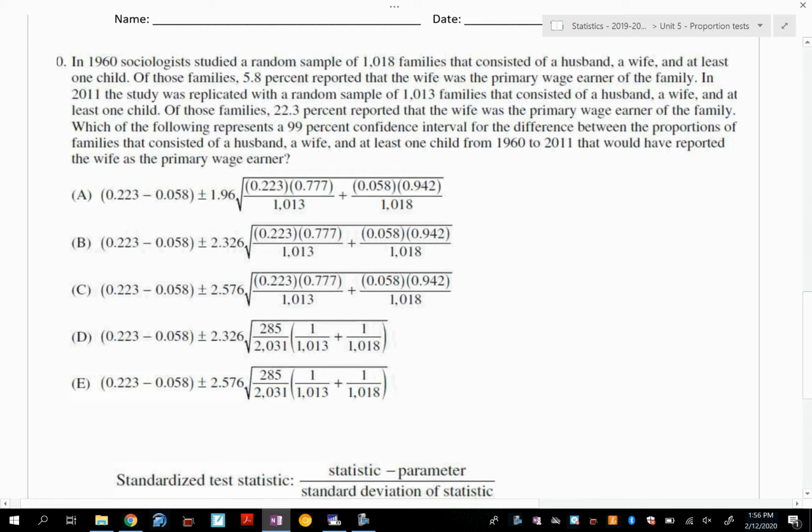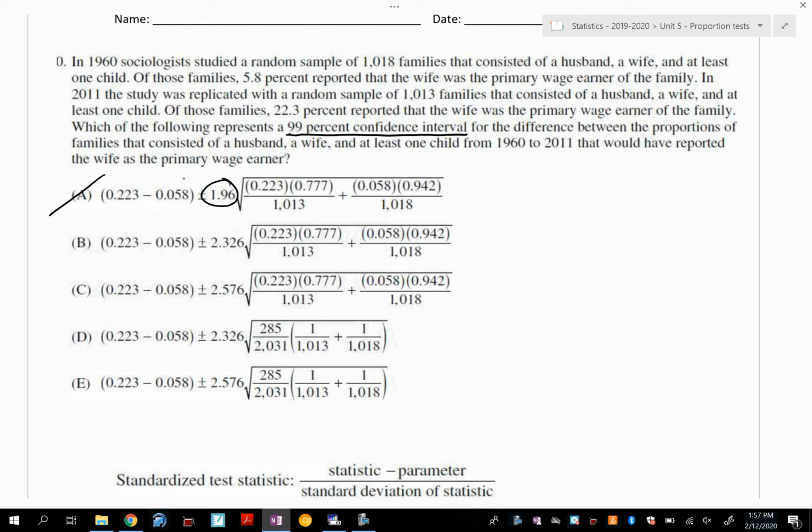right away. And because it says a 99% confidence interval, I know A is wrong right away. Because if you look at answer choice A, you'll see that the z-star they use is 1.96. 1.96 is for a 95% confidence interval. So the moment I read A, I don't even look at anything else. I know that A is going to be wrong.